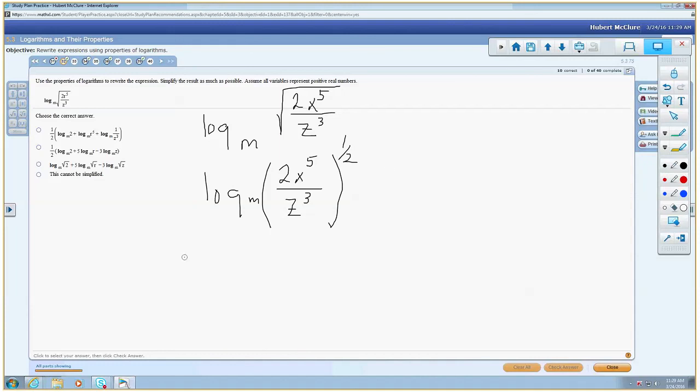So I'm going to pull it out front, and when I do that, what do I put around the problem? You put a big set of brackets or parentheses because that 1/2 goes with everything in here. That's a mistake students make. So log, doesn't matter, just whatever you like, 2x to the 5th over z to the 3rd. Now you can use your product rule and your quotient rule to break this up. So go ahead and do that.